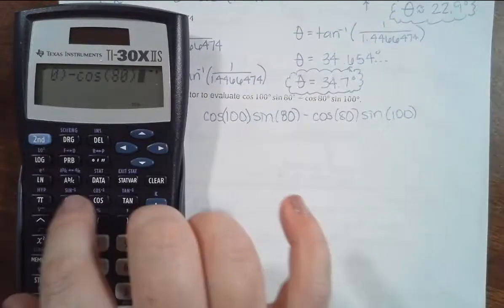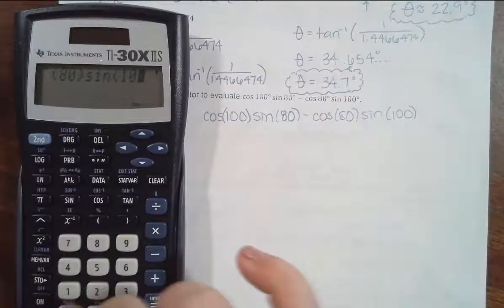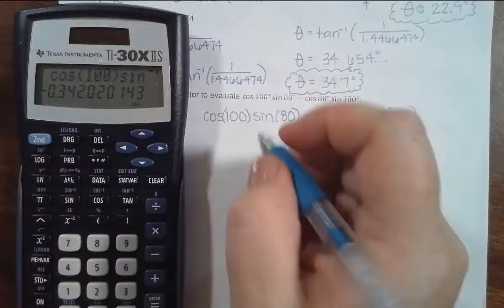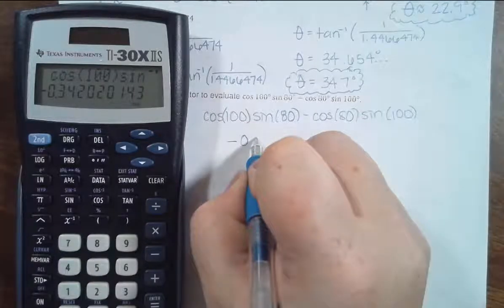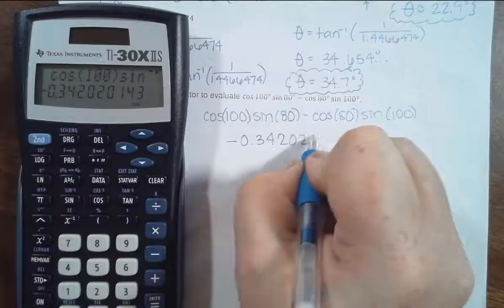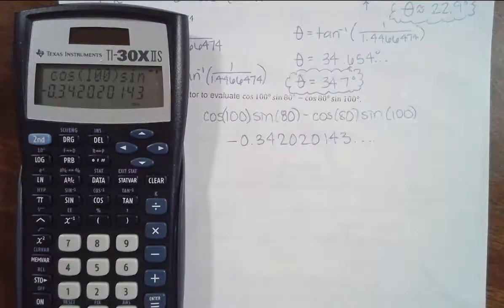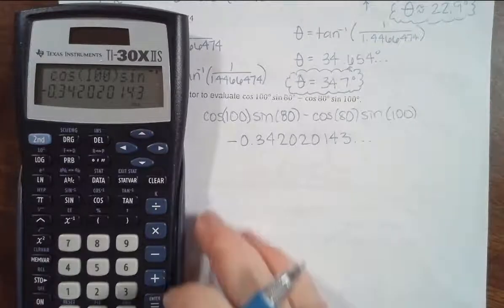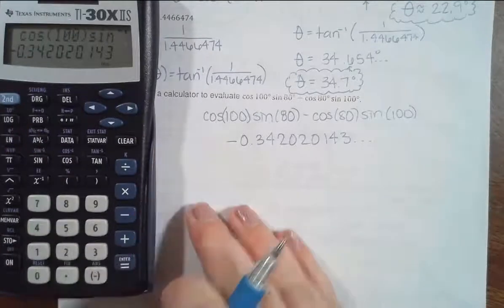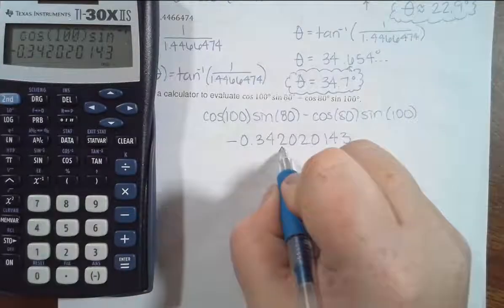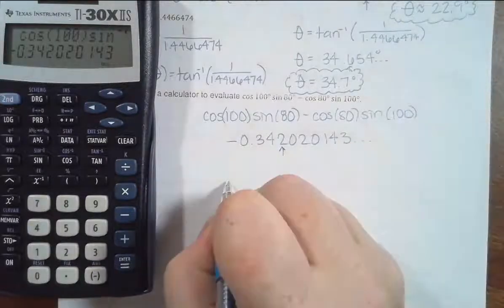Enter. And what we end up with is negative 0.342020143 and some more stuff, right? Again, they'll probably have you round it to 2 or 3 decimal places, and that will be outlined in your My Math Lab assignment. I'm going to go ahead and just round to 3 decimal places. So we're going to say this is approximately negative 0.342.